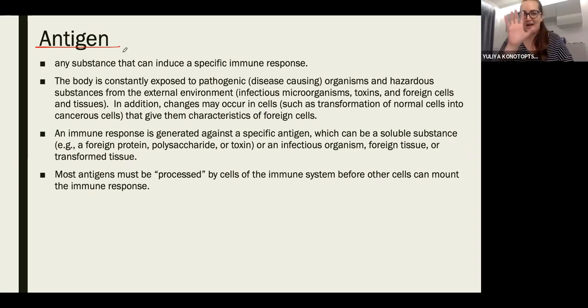So first of all, for the anatomy department, antigen is everything foreign, everything that is not yours. So it's a foreign substance. It's a foreign marker of some sort. And this foreign marker can definitely induce an immune response. This is very important, okay? So antigen will always induce an immune response, always. And what can induce an immune response? Well, definitely something foreign, something that is not your body's, right?